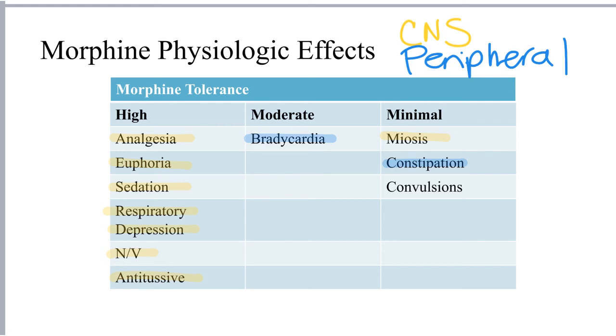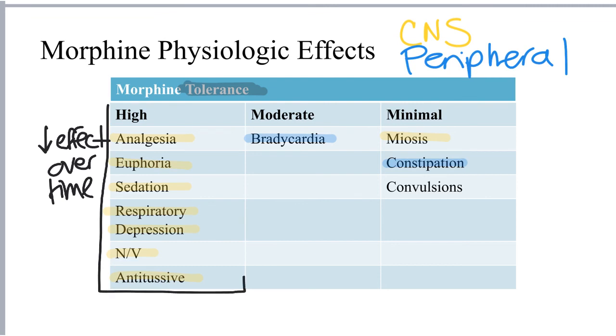An important aspect of the physiology of morphine is its ability to produce tolerance. Tolerance is the gradual loss of effectiveness of a drug over time with repeated dosing. This means that some of the effects of morphine diminish over time with repeated use, and higher doses of the drug are required to produce that effect.